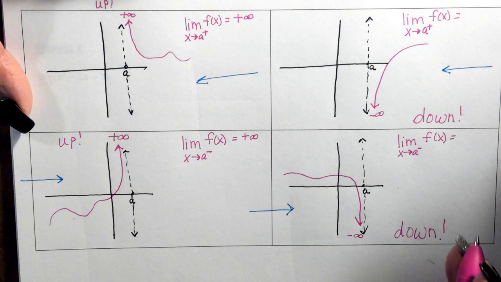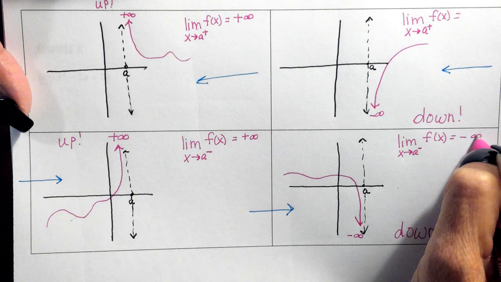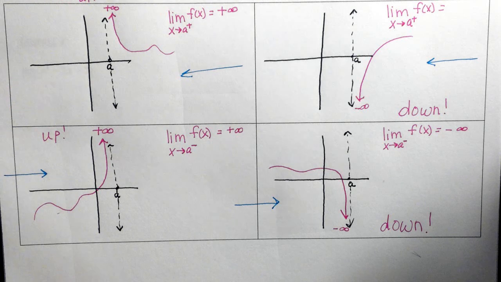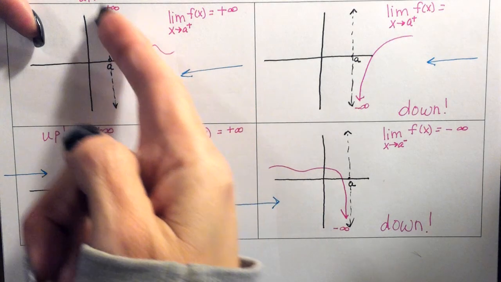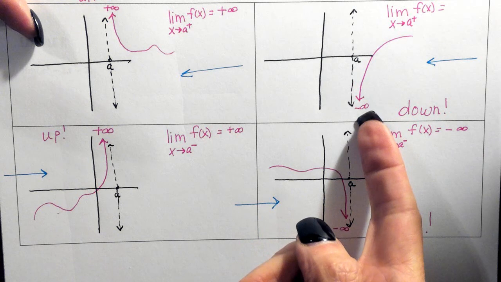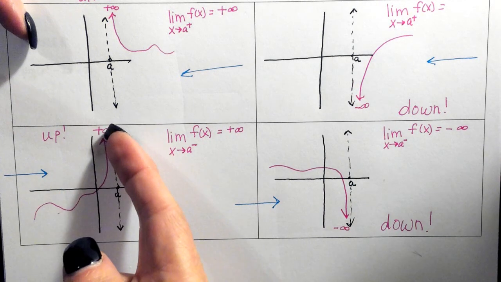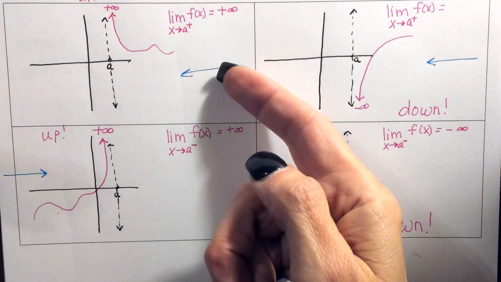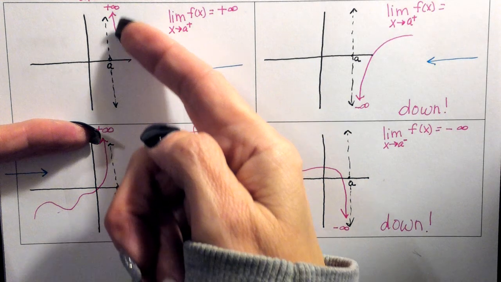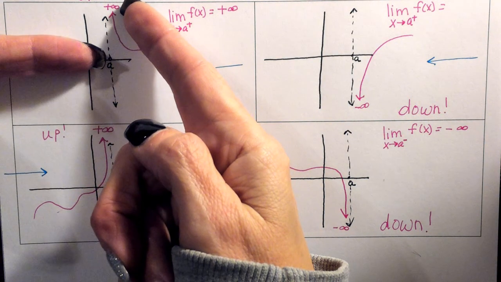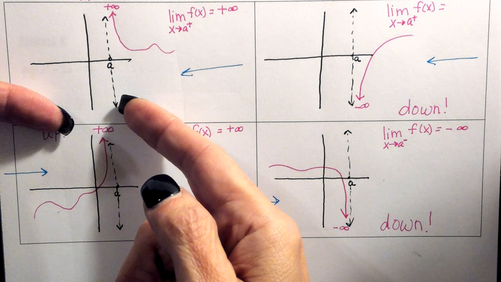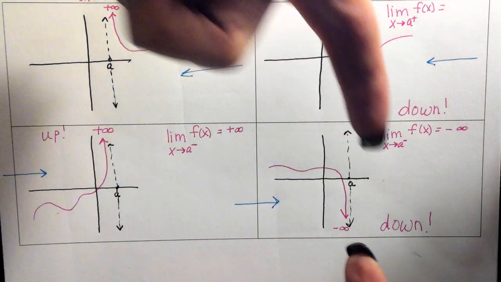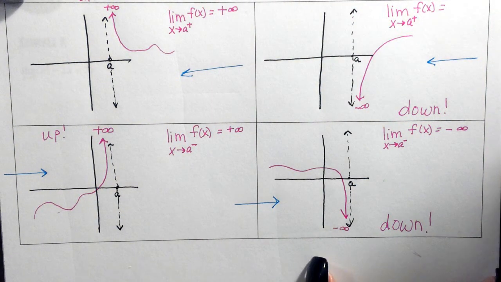And again, I feel like these make sense, but I just wanted you to have it written out so that you could kind of see what a vertical asymptote does. It goes up forever or it goes down forever. Coming from the other side, it goes up forever or it goes down forever. And in this situation, if coming from the left it went up and coming from the right it went up, the limit would exist and it would be infinity. It would still be an asymptote though. On this one, if it came from the right and went down and from the left and went down, the limit would exist and it would be negative infinity.